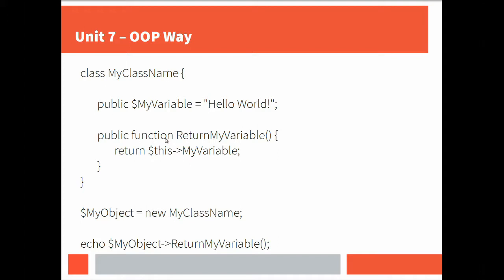And then we have a function called returnMyVariable, which, other than the word public, looks very similar to a standard function outside of an object-oriented programming script. And then here we simply return $this arrow myVariable. Very similar, and I'll get into explaining some of the other odds and ends in a second. This is a very simple function, so just like our procedural version, all we are doing is returning hello world back to the calling function.